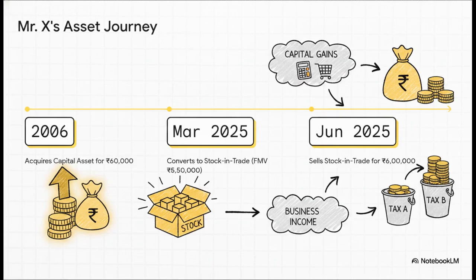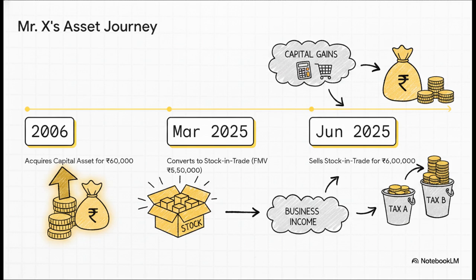But let's contrast Mr. A with our next illustration, Mr. X. Now, Mr. X holds a true capital asset bought way back in 2006 for just 60,000 rupees. In March 2025, he converts it into stock and trade for his business. At the exact moment of conversion, its fair market value is 5,50,000 rupees. A few months later, in June, the business sells it for 6,00,000 rupees.